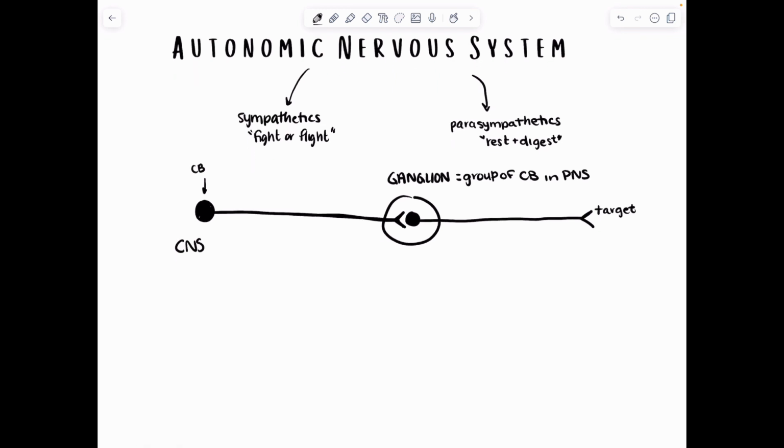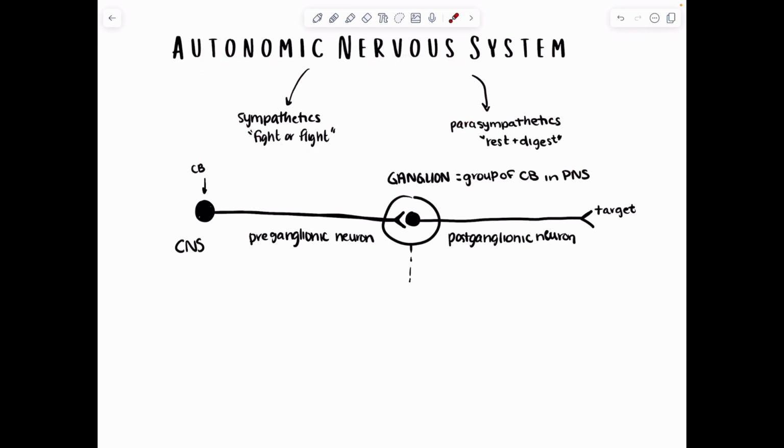We call the part that's before the ganglion the preganglionic neuron, and we call the part after the ganglion the postganglionic neuron. I don't know to what extent in lecture you'll have to know about preganglionic and postganglionic, but that's the general idea. One more time, to review: a ganglion is a group of cell bodies in the peripheral nervous system, meaning outside of the brain or the spinal cord.